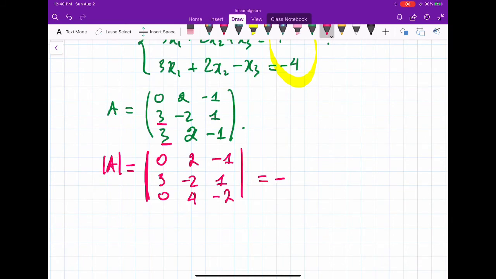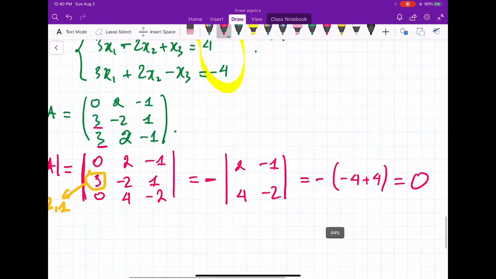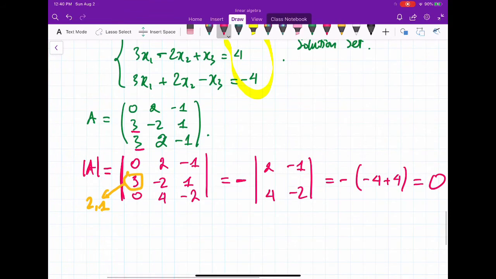And this is negative because 3 has the position 2, 1, right? They are not of the same parity. So we have negative in here. And 2, -1, 4, -2, okay? And what is that? That is -4 plus 4, which is 0. So that means the matrix A is not invertible, right? It's not invertible.